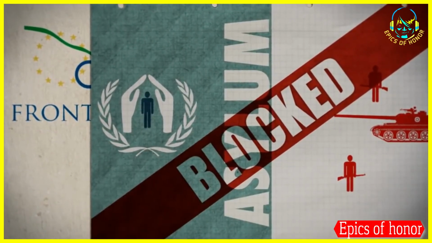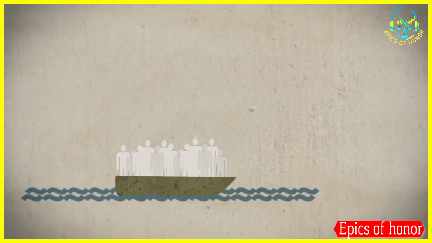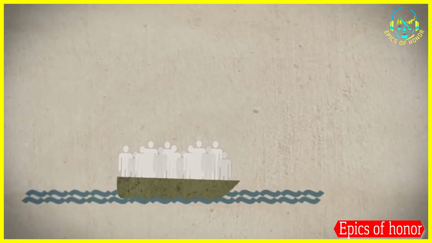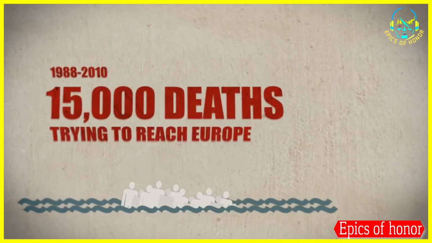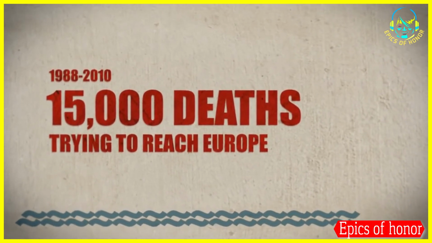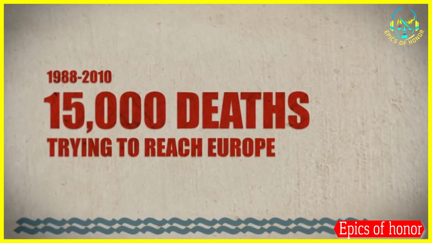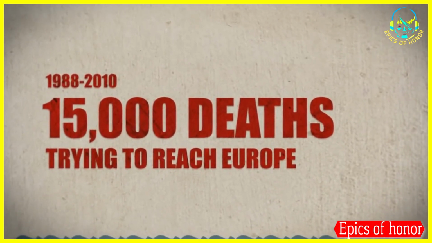It is increasingly difficult to reach Europe. The result is that migration attempts are getting more and more risky and often end disastrously. According to conservative estimates, between 1988 and 2010, approximately 15,000 people died attempting to reach the EU, more people than at any other border in the world.